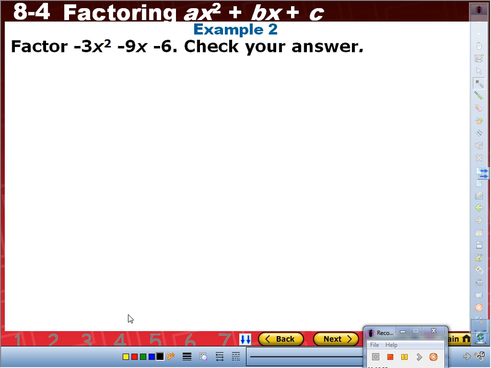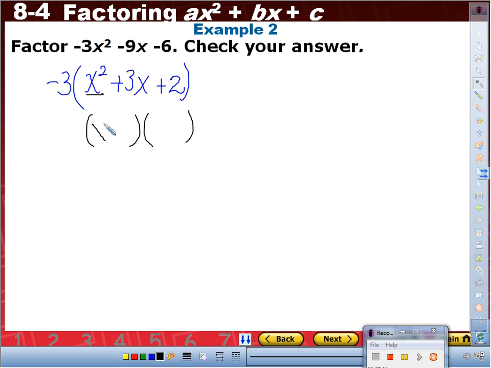Here we go. Step 1, greatest common factor. Is there a number that divides the first, the second, and the last term? What is that? 3. However, does each of these terms have a negative? So it's negative 3. We open a parenthesis, and let's see what we have left. Negative 3 divided by negative 3 is 1. 1 times x squared is x squared. Negative 9x divided by negative 3, that's positive 3x. Negative 6 divided by negative 3, that's positive 2.